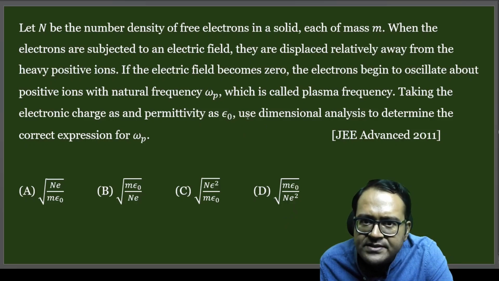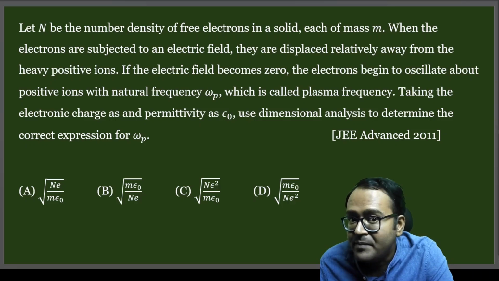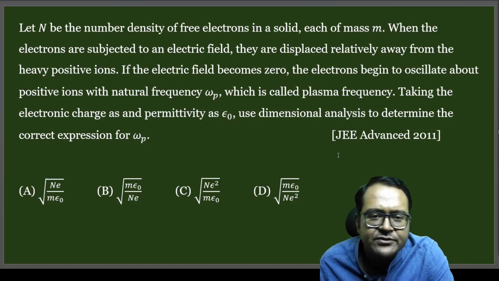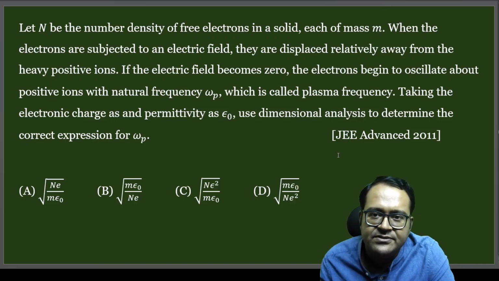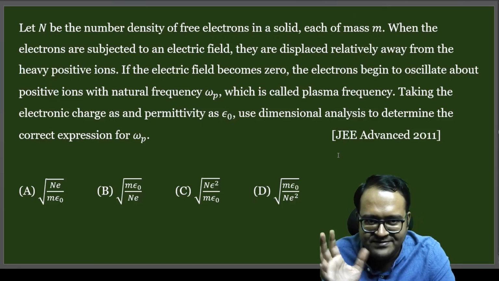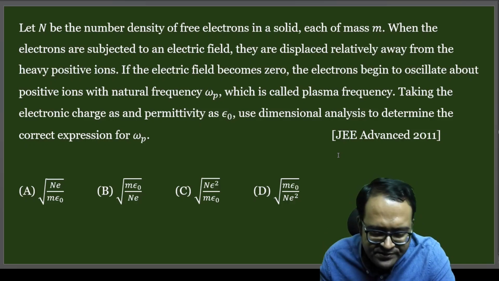Let n be the number density of free electrons. Number density: how many electrons there are in unit volume. That's why number density, not number. Electrons have mass m. Each electron has mass m. Electrons are placed in an electric field. They displace slightly from the positive ions, of course.